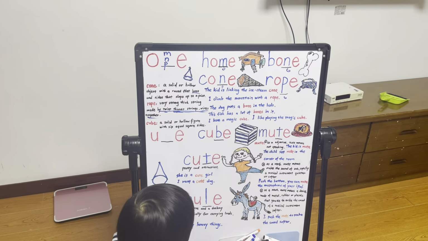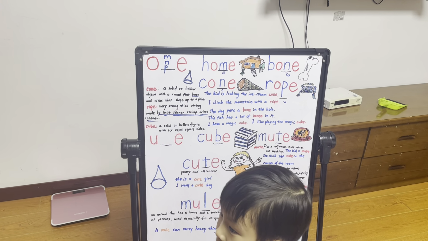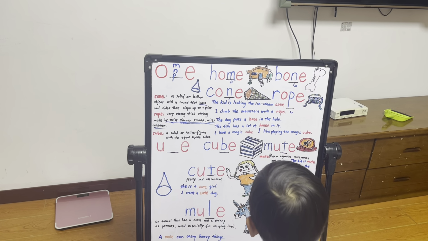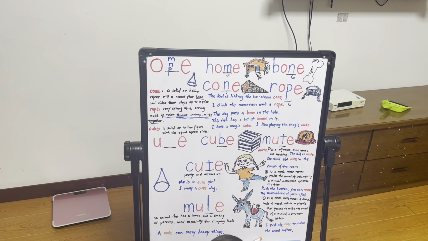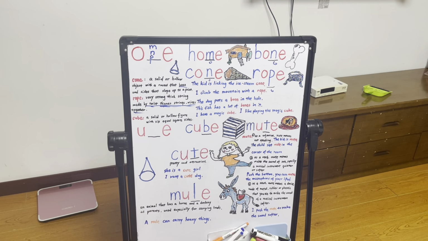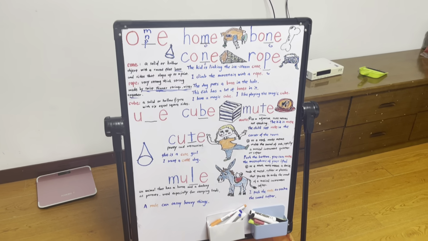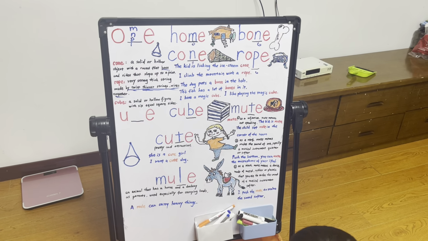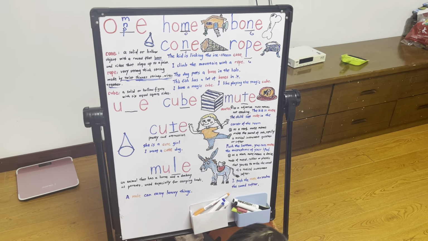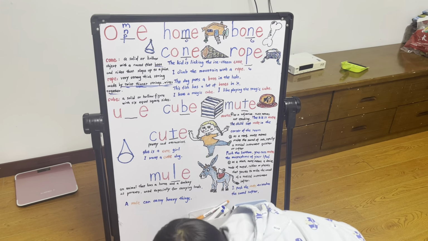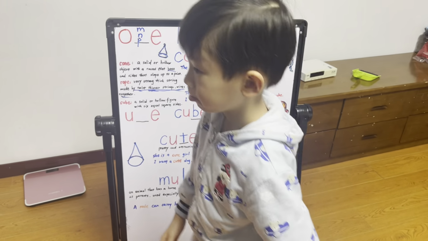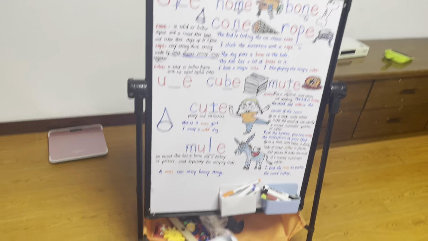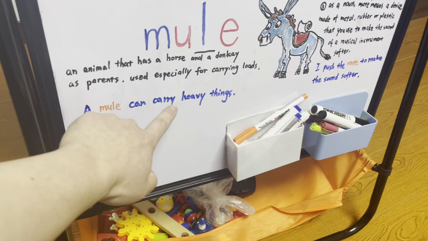Next one? Mule. Yeah, mule is an animal. It has parents. So, who is its parents? Horse and donkey, yes? Donkey. Okay. So, in Chinese, we call it 骡子, 对不对？是驴和马生的，但是要比驴要大，所以它很能驮东西，对不对？So, read after me. A mule can carry heavy things. A mule can carry heavy things. Here. A mule can carry heavy things.